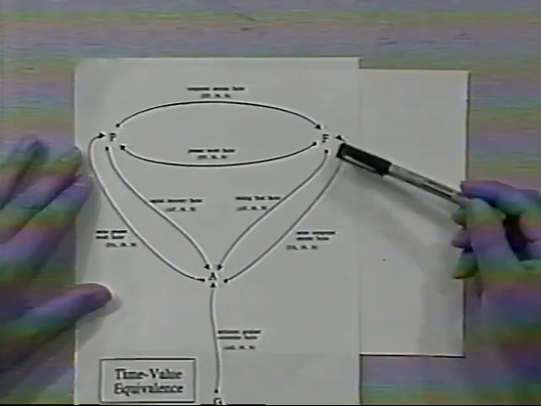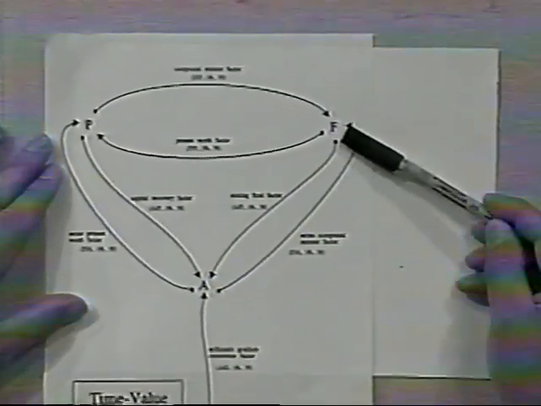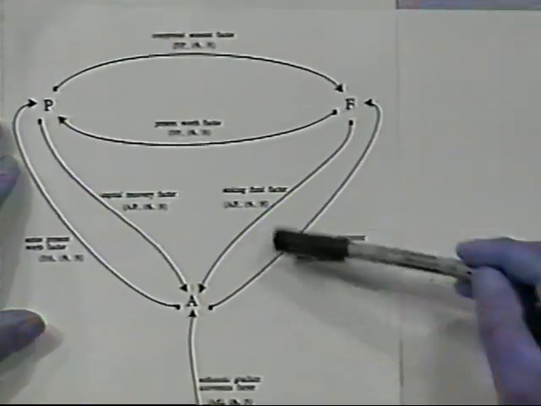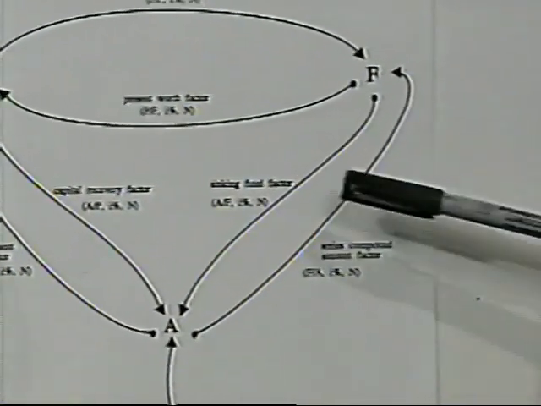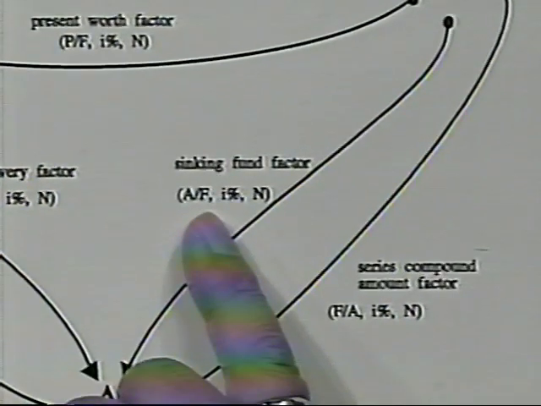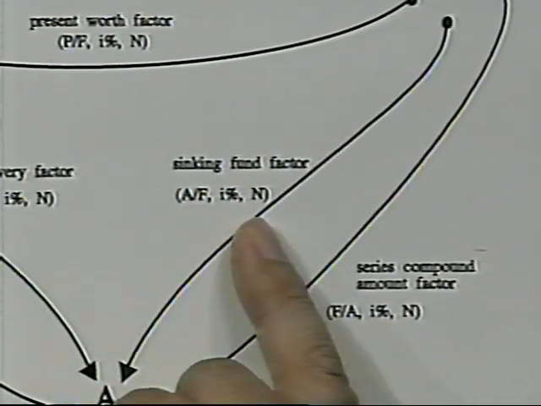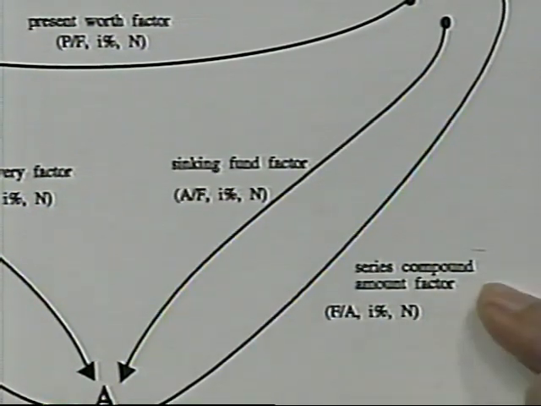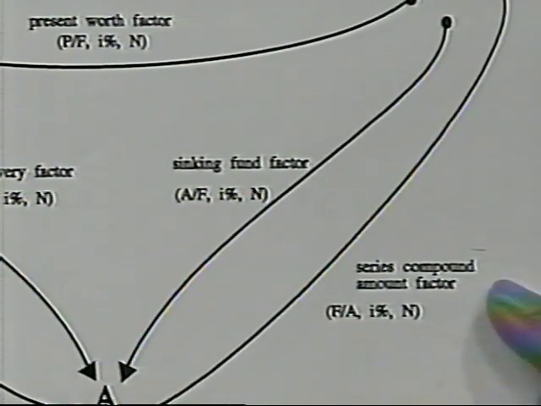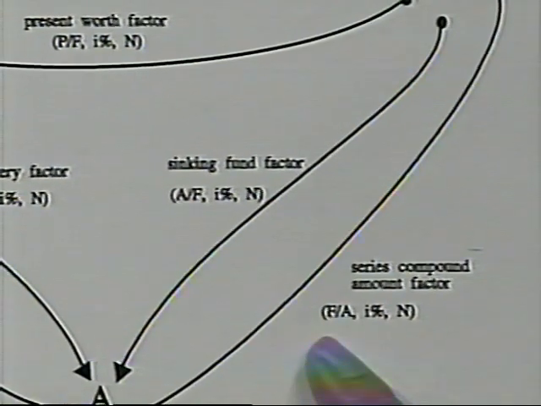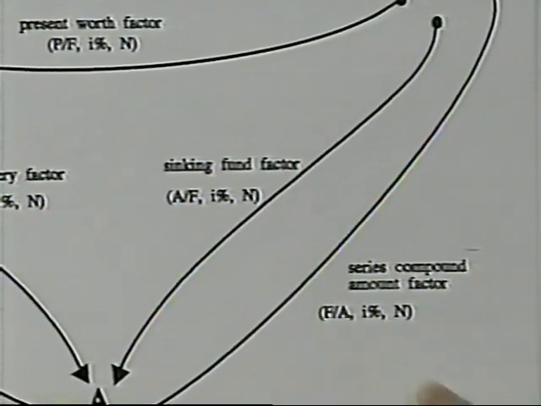Today we'll be looking in particular at the relationship between a future worth and an annuity. There are two transformation factors involved here. The sinking fund factor allows us to convert from a future worth to an annuity at a given interest rate and a given number of periods, capital N, while the series compound amount factor allows us to convert from an annuity to a future worth at a given interest rate and a given number of periods N.